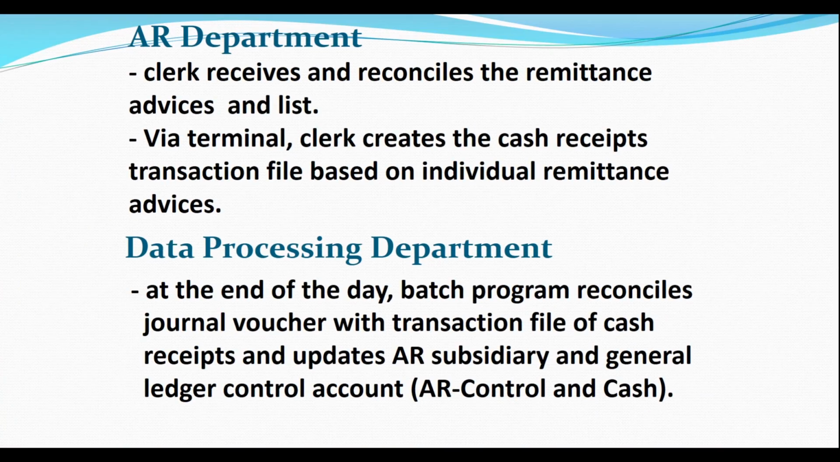In the AR department, the clerk receives and reconciles the remittance advices and list. Via terminal, the clerk creates the cash receipts transaction file based on individual remittance advices. At the data processing department, at the end of the day, a batch program reconciles the journal voucher with the transaction file of cash receipts and updates the AR subsidiary and general ledger control accounts.